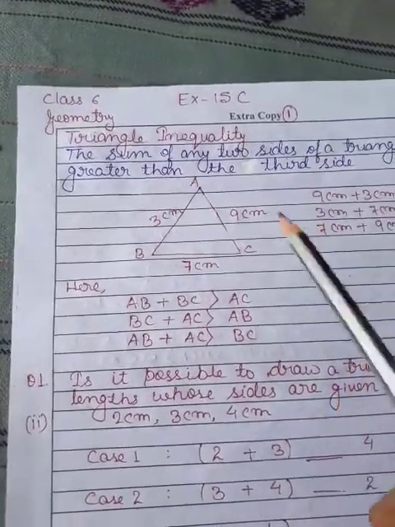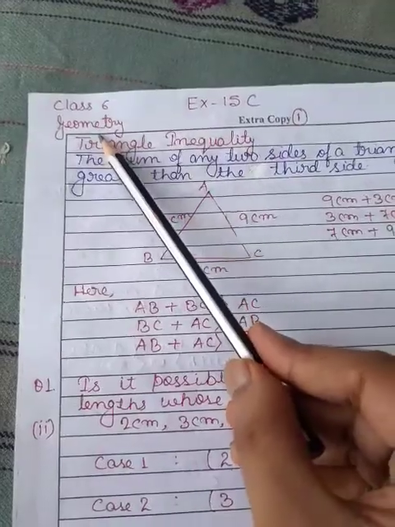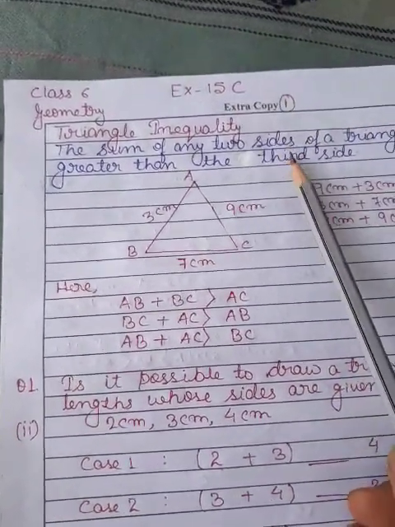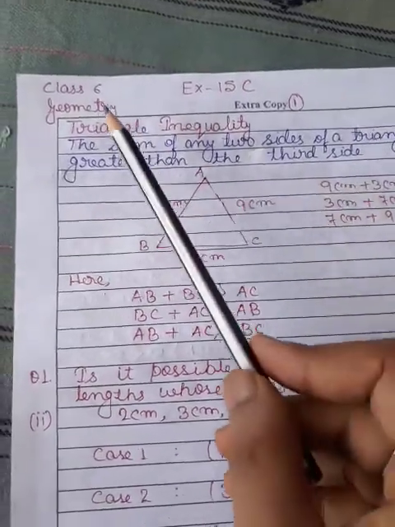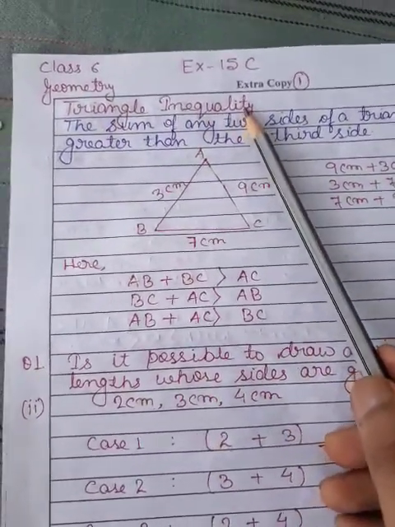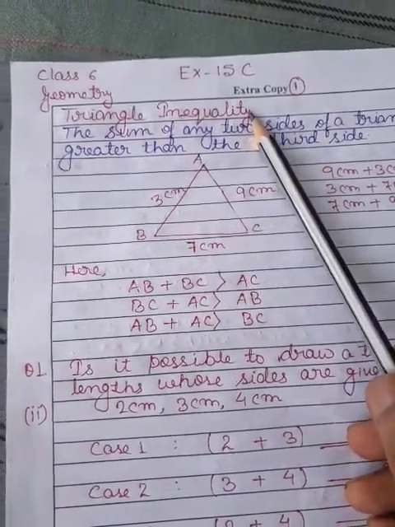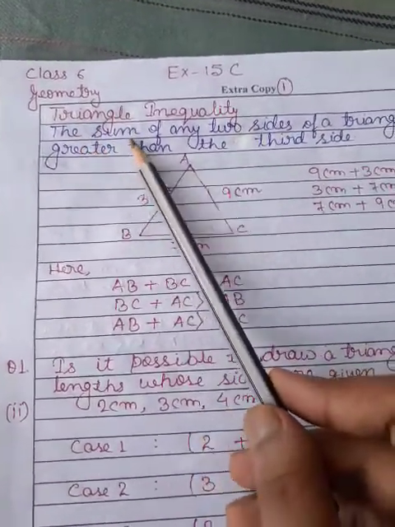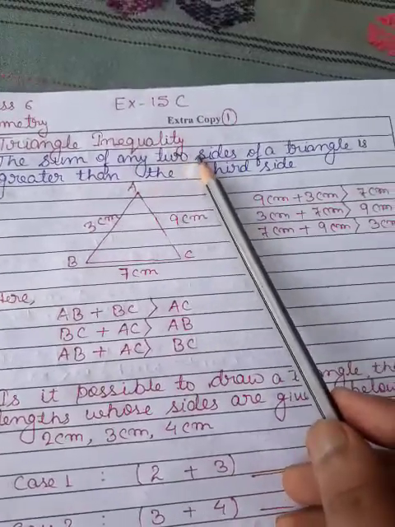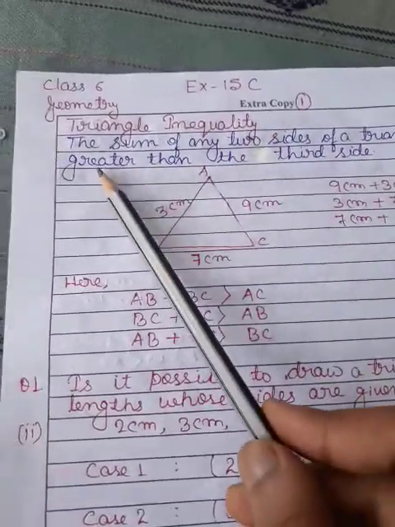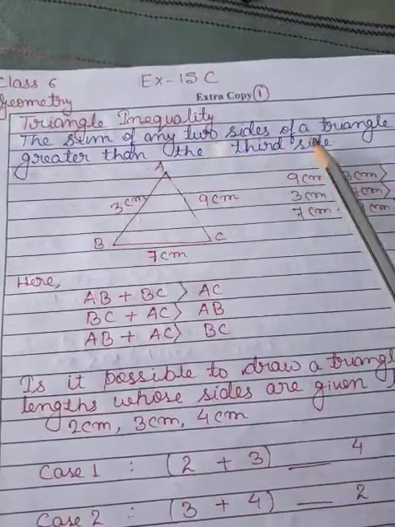Hello students, this is class 6 geometry exercise 15C. In this chapter we are going to learn about triangle inequality. What do you mean by triangle inequality? It means that the sum of any two sides of a triangle is greater than the third side.